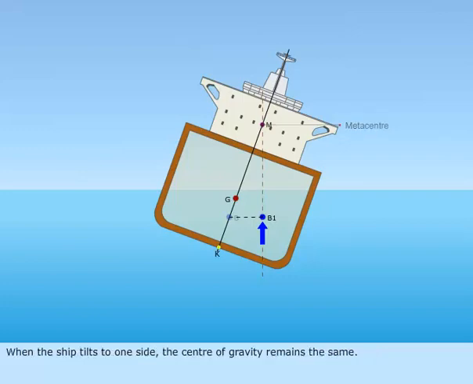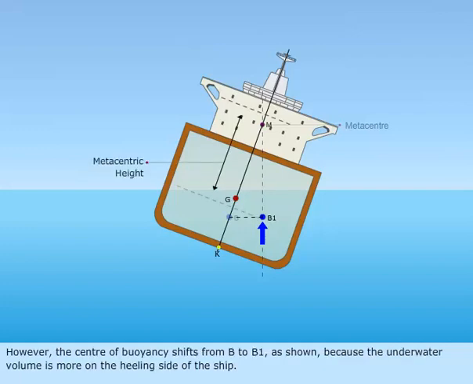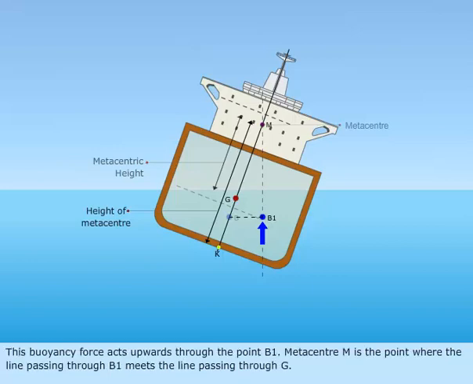When the ship tilts to one side, the center of gravity remains the same. However, the center of buoyancy shifts from B to B1 as shown because the underwater volume is more on the heeling side of the ship. This buoyancy force acts upwards through the point B1.